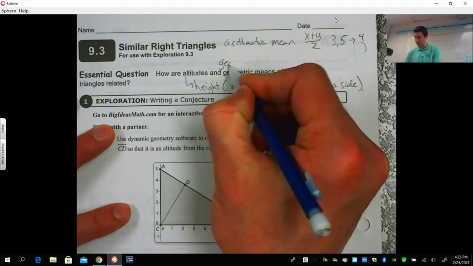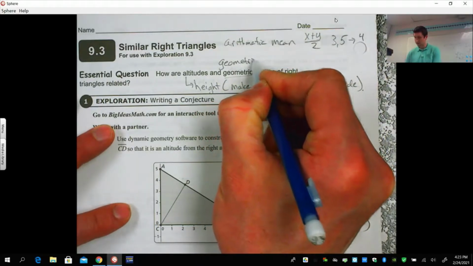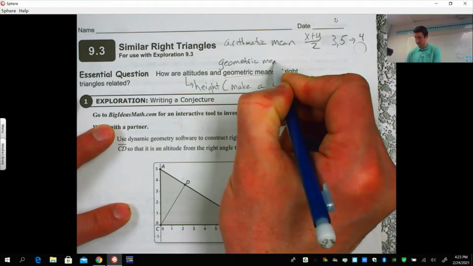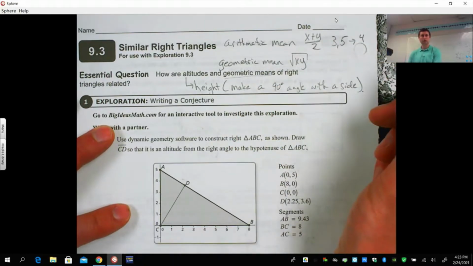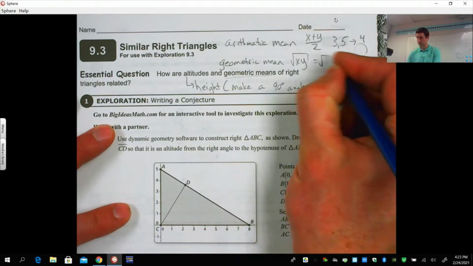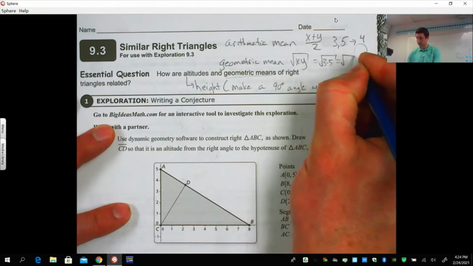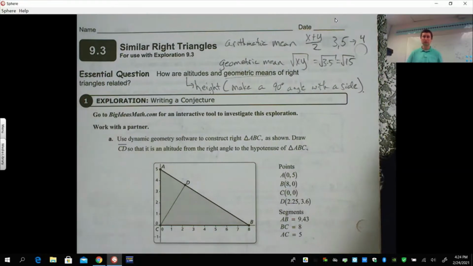What the geometric mean is going to be is the square root of x times y. So that would be the square root of 3 times 5. That would be the square root of 15. That's referred to as the geometric mean.